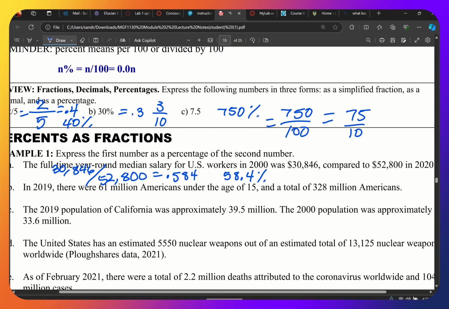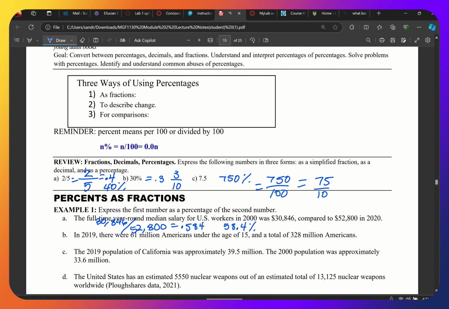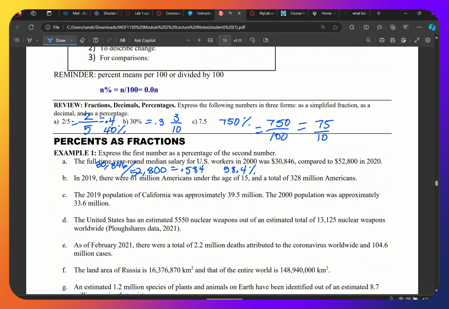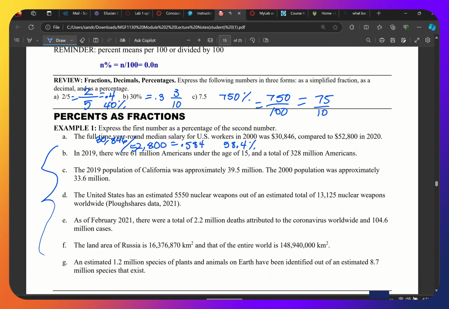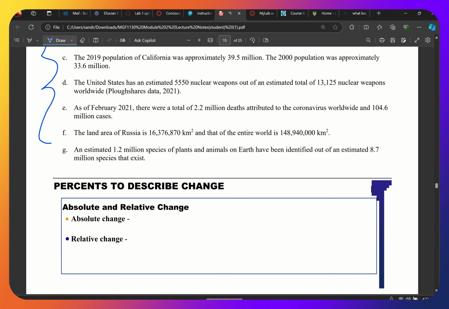Does it make sense or not? This is 3A. Yeah, percentages. The rest of these example problems are very similar. And then let's talk about absolute change and relative change.